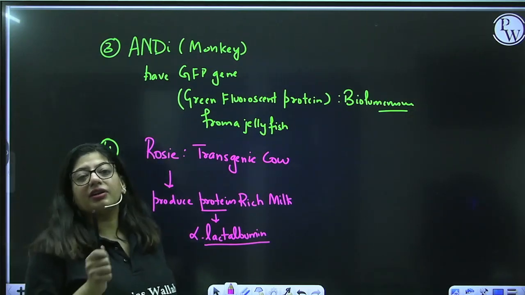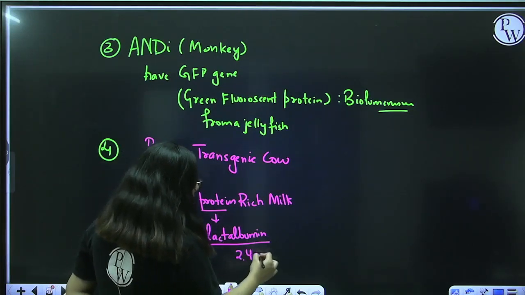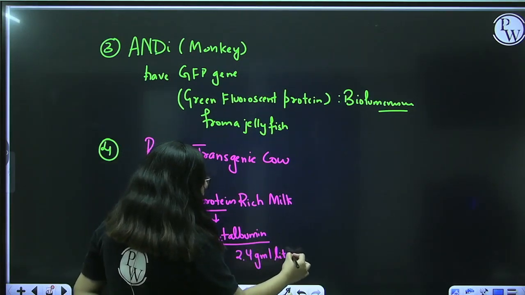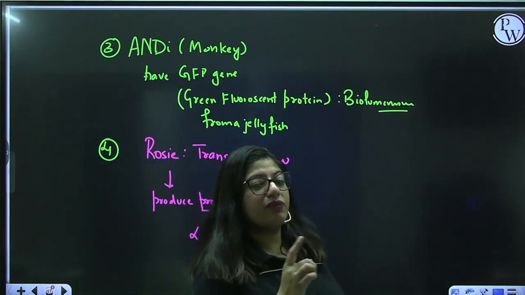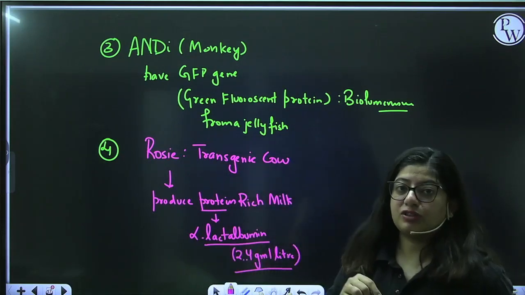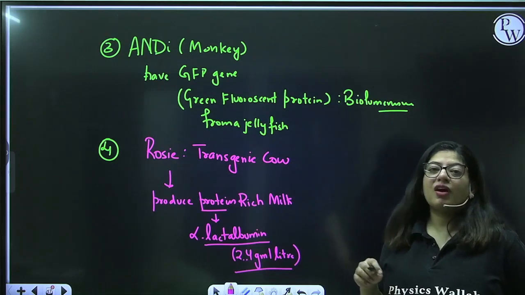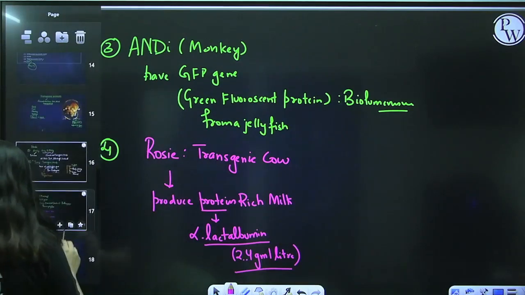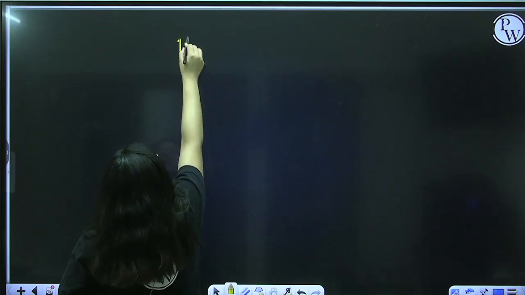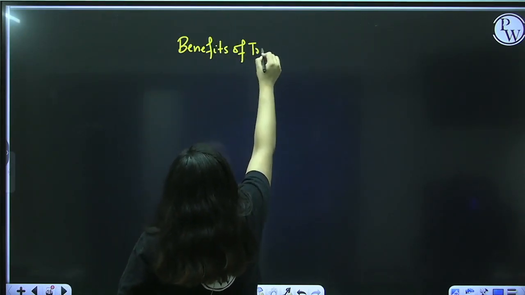Now cow's milk contains a high quantity of protein. How much protein? 2.4 gram per liter of protein is present in the milk, right? So in 1 liter of milk you can find around 2.4 gram of this protein. So it's a protein rich milk. Okay, so see, these transgenic animals have been used so far for producing products, right? Now let's see what are the applications or the benefits of transgenic animals. Benefits of transgenic animals.